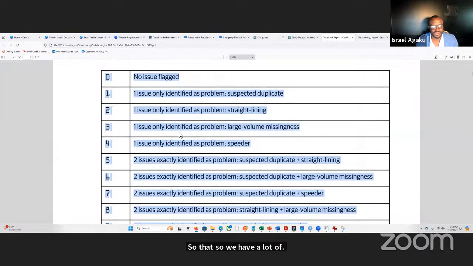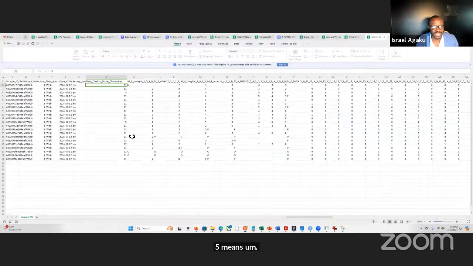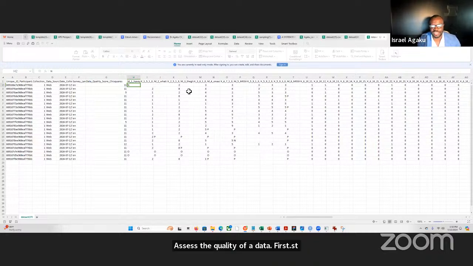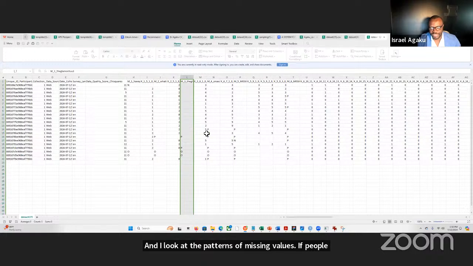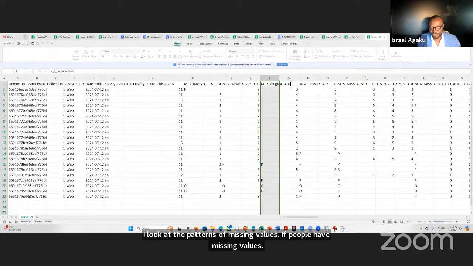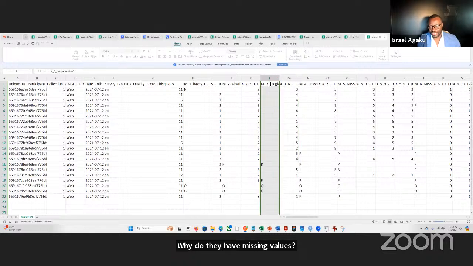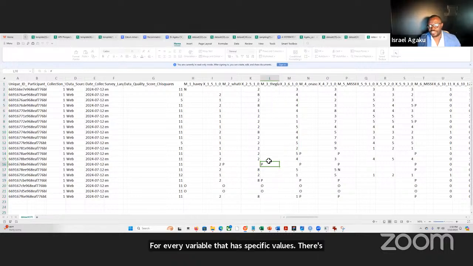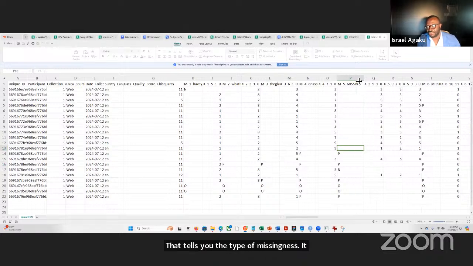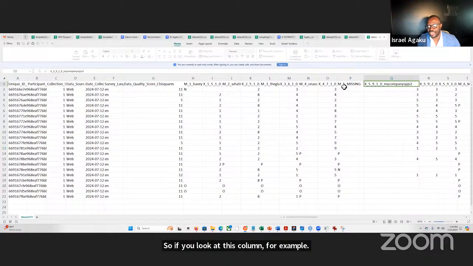We have 5. 5 means, again, suspected duplicates and straight lining. So you assess the quality of the data first, and then look at the patterns of missing values. If people have missing values, why do they have missing values? For every variable that has missing values, there is a corresponding indicator for missingness that tells you the type of missingness it is, right? So if you look at this column, for example, this is the variable here, and this is the missing value indicator for that variable.